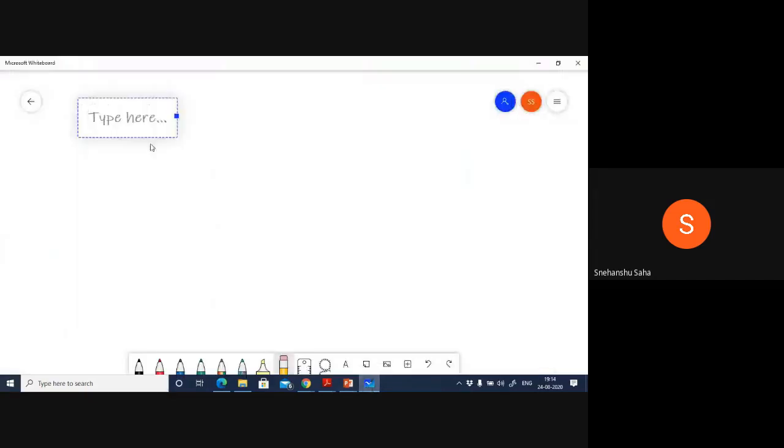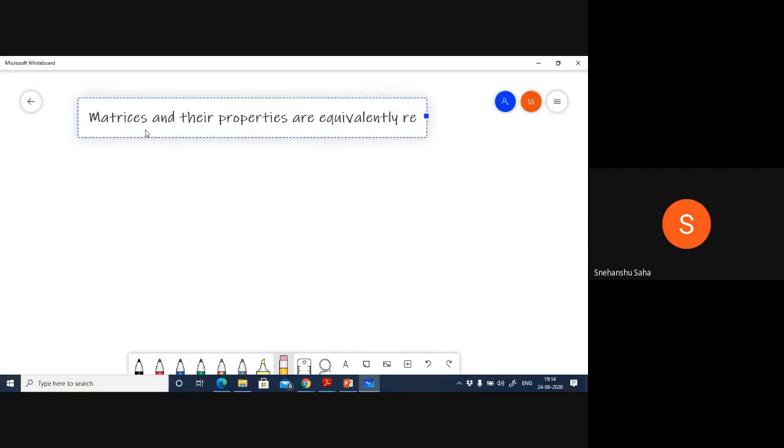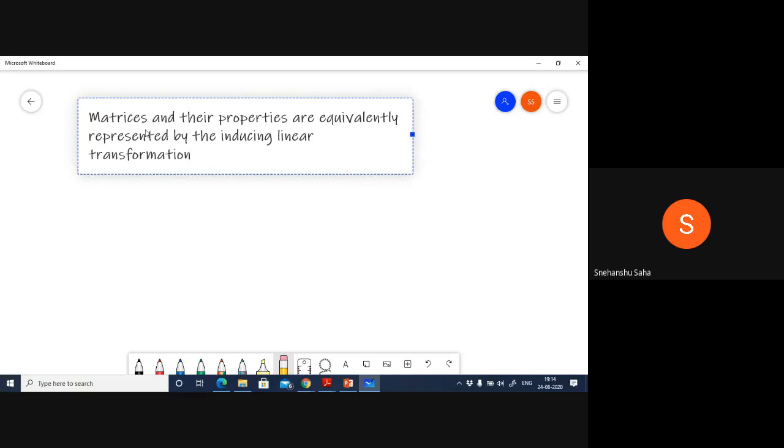Let me just say this once again. Matrices and their properties are equivalently represented by the inducing linear transformations. Okay, so what does this mean?